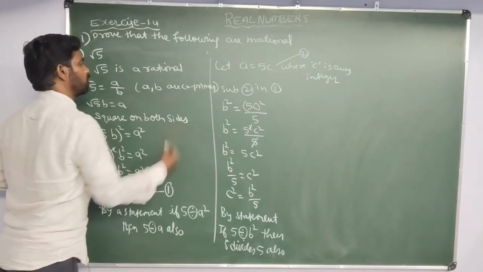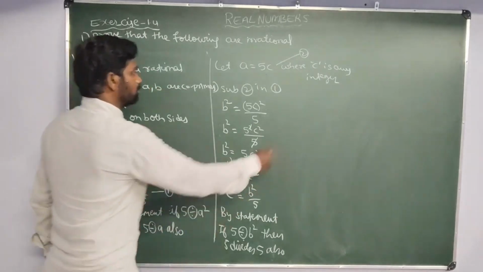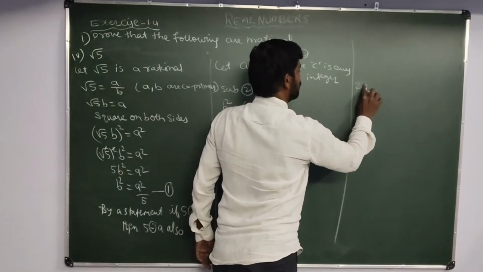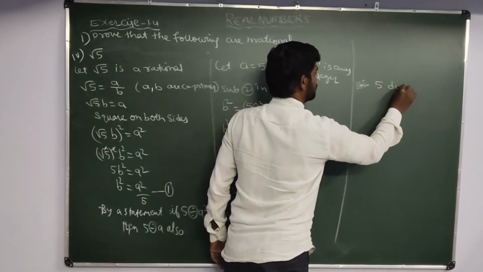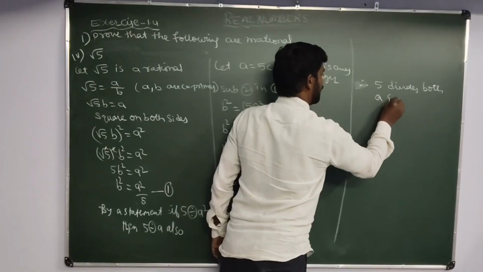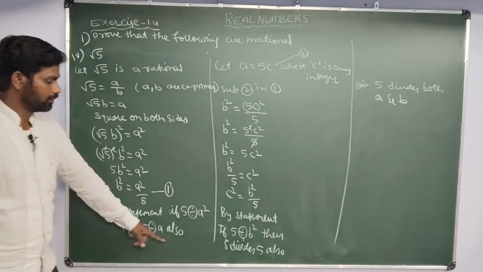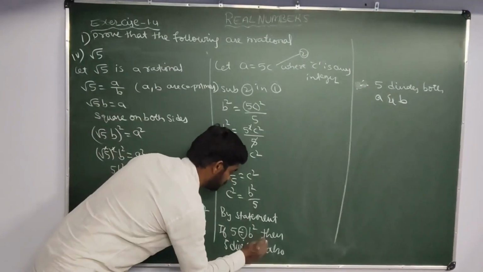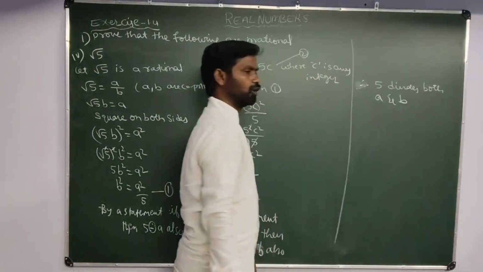Where A and B are co-primes. Okay. Next. So by this, what we understood? Therefore, 5 divides both A and B. Look here. 5 divides A, 5 divides B. 5 divides A and 5 divides B. So therefore 5 divides both A and B.